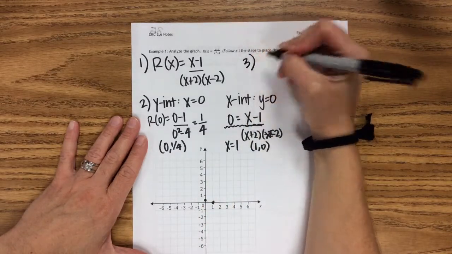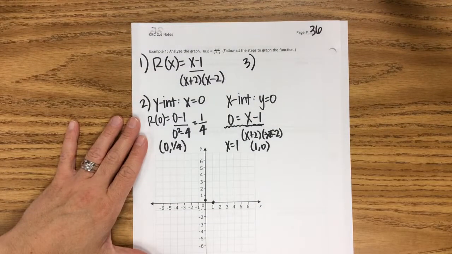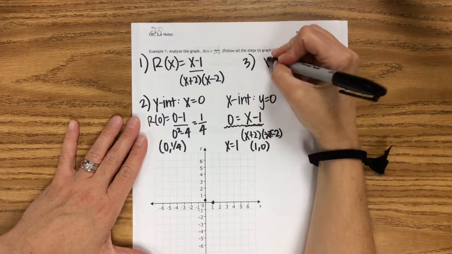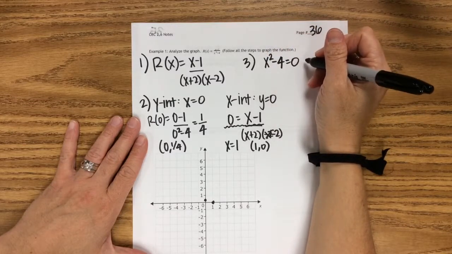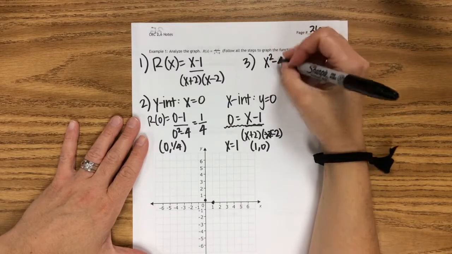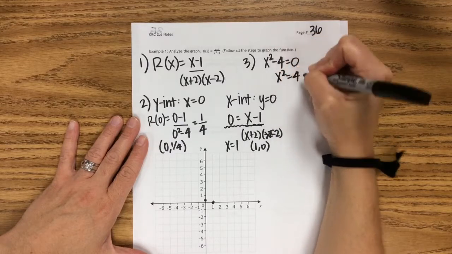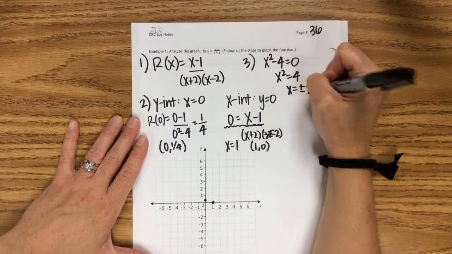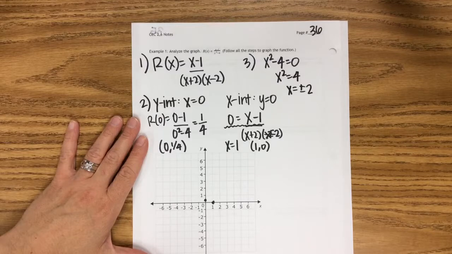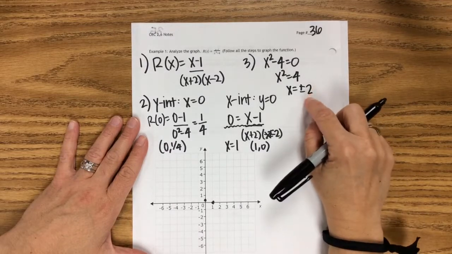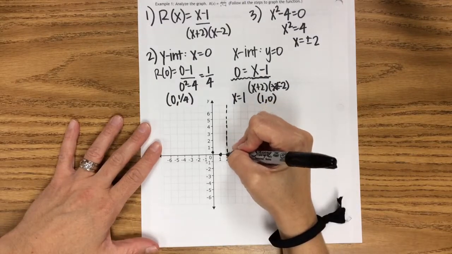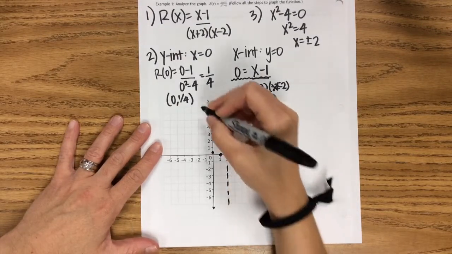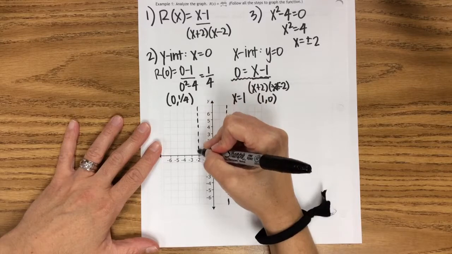Step 3 is find the vertical asymptotes. Vertical asymptotes is setting the bottom equal to 0. So if I set the bottom equal to 0, I can solve algebraically. I'll add 4 to both sides and square root. So I have 2 vertical asymptotes. One's at 2 and one's at negative 2. I'm going to put those in by drawing dotted lines at 2 and at negative 2.